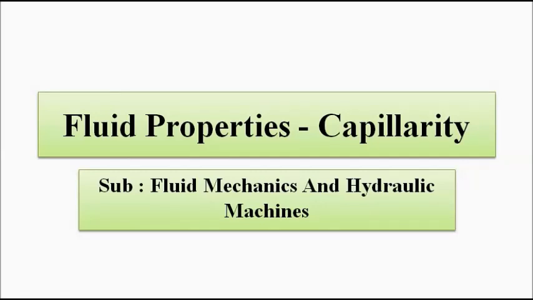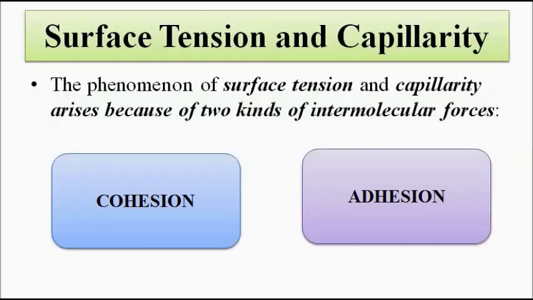So, surface tension and capillarity, these two phenomena occur because of the same nature of forces, the intermolecular forces, that is cohesion and adhesion. So we will again discuss it. We have already discussed it in the previous video of surface tension, but let us discuss that again. So cohesion and adhesion are the two intermolecular forces which give rise to the phenomena of surface tension and capillarity.